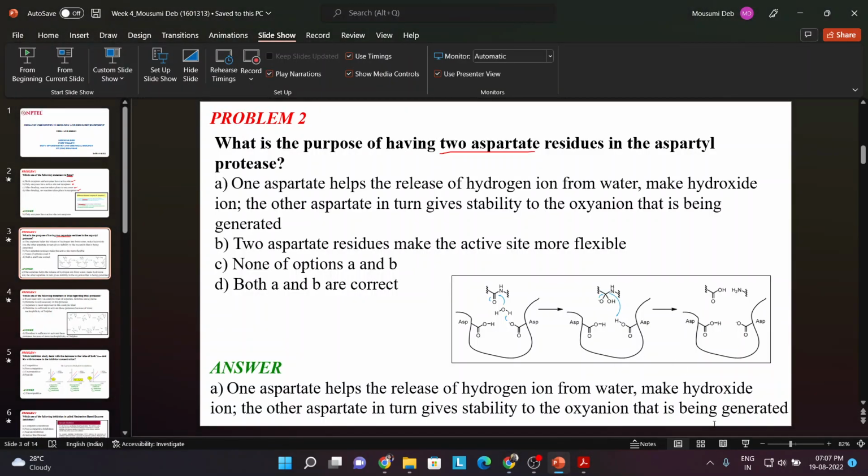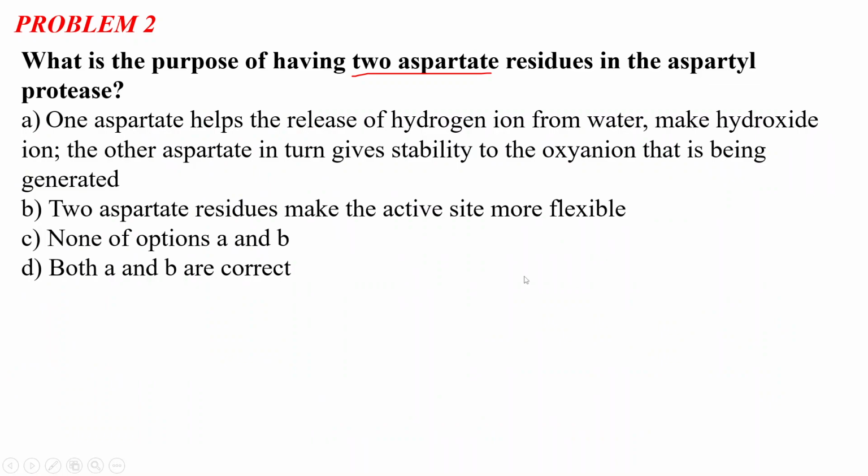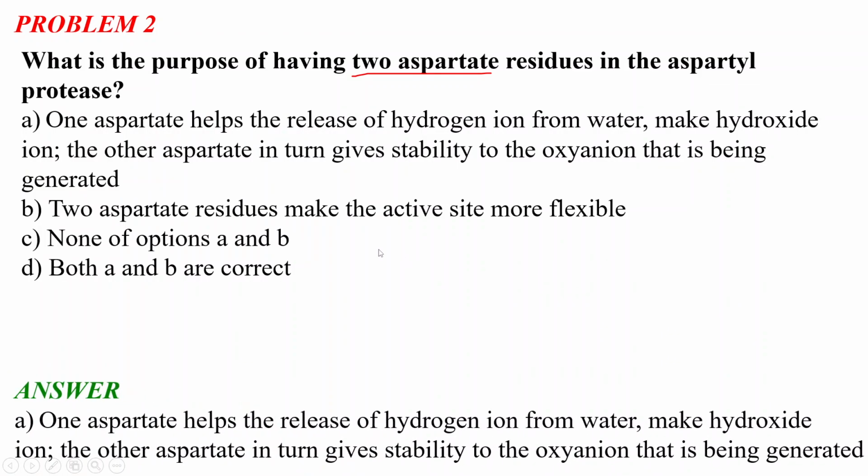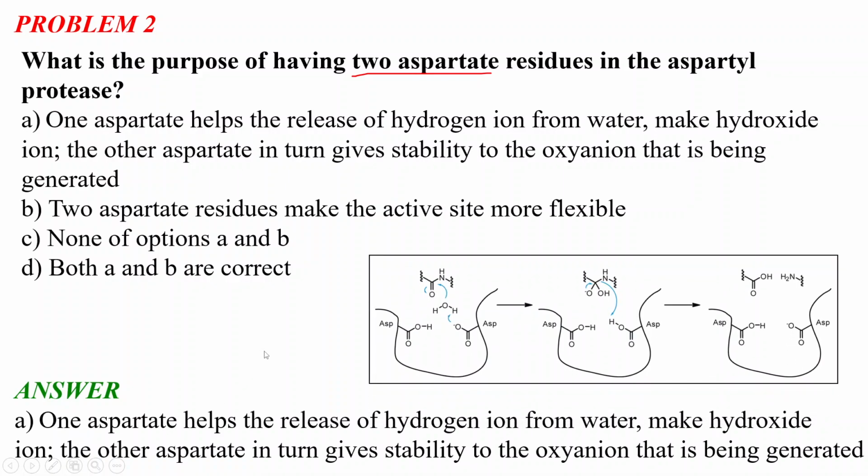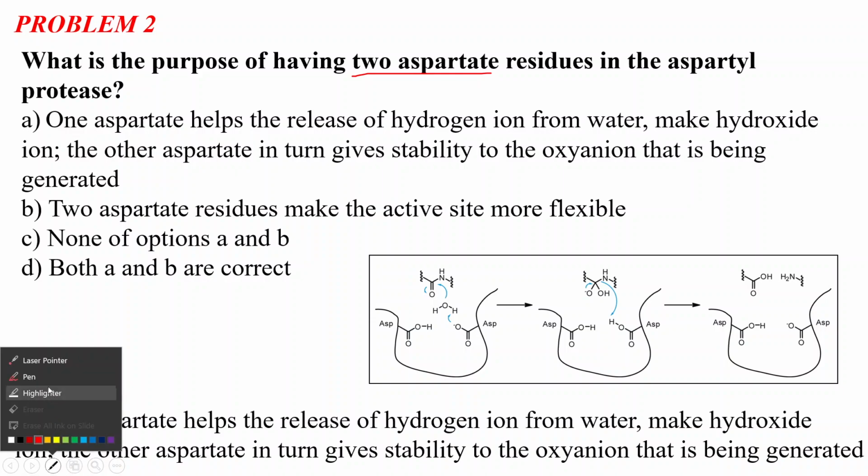Okay, so now let's discuss the active site mechanism for the aspartyl protease. Since the correct option for this question is that the purpose of having two aspartate residues is that one aspartate helps the release of hydrogen ion from water, make hydroxide ion, and the other aspartate in turn gives stability to the oxyanion that is being generated. So this is the active site of the aspartyl protease. There you can see that there are, let me just generate the pen.